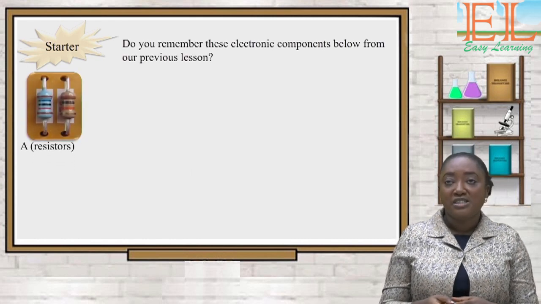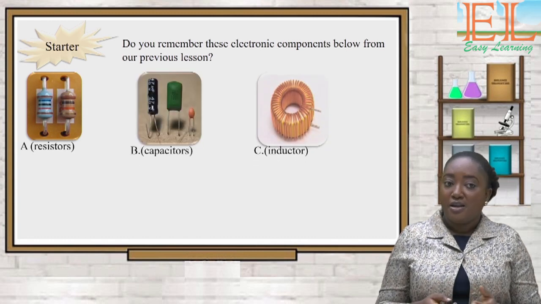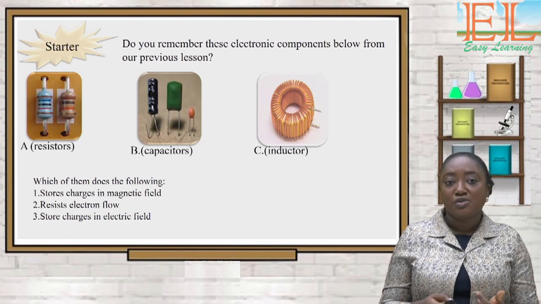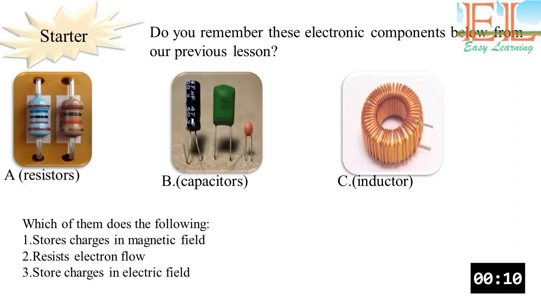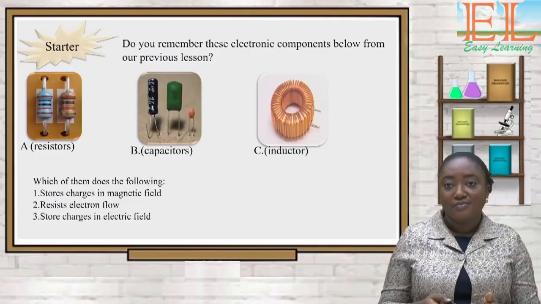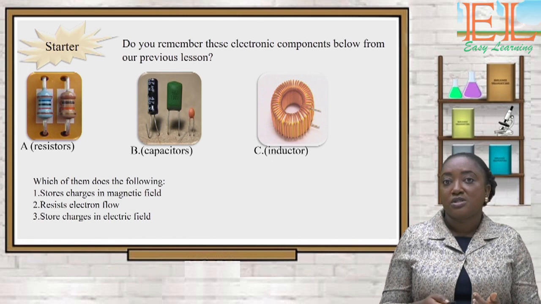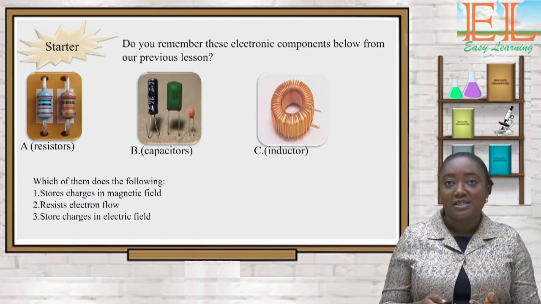Well, which of them does the following? Store charges in a magnetic field, resist the flow of electrons, store charges in an electric field. Well done. Resistors resist the flow of electrons. Capacitors store charges in an electric field. Inductors store charges in a magnetic field.